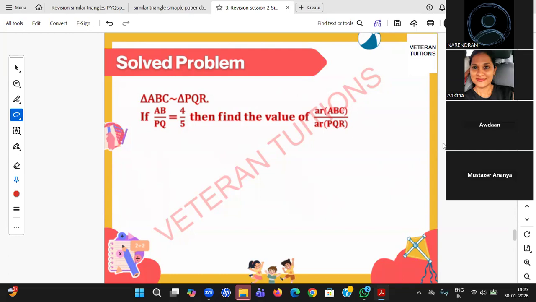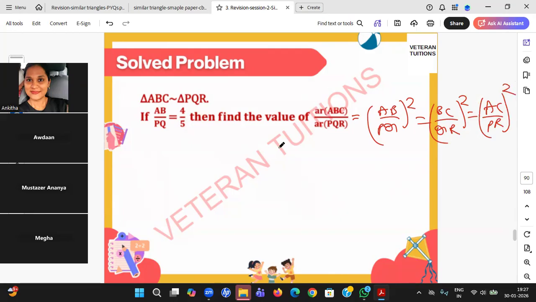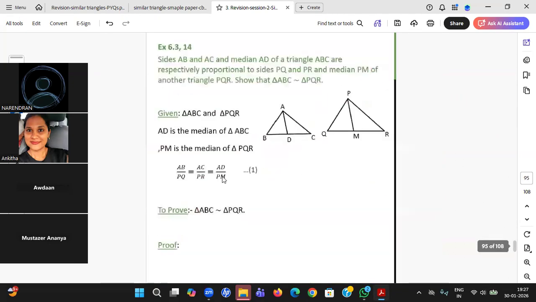Yes, Harshini, right. Once he's asking areas, that will be equal to AB by PQ whole square, or BC by QR whole square, or AC by PR whole square. That's all, students. He has given AB by PQ as 4 by 5, so whole square, 16 by 25 will be your answer. Okay, very good. This is one question you can expect for one mark in MCQ. So with that, let us stop.